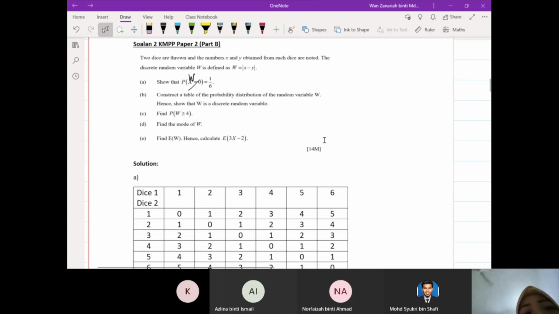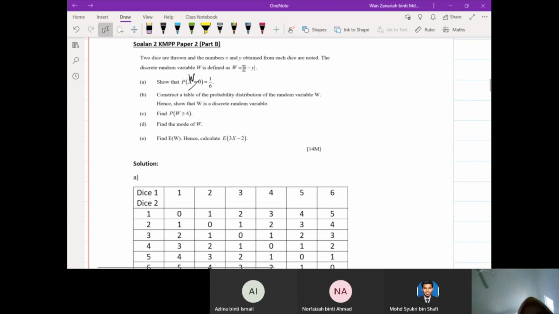Two dice are thrown and the numbers X and Y obtained from each dice are noted. The discrete random variable W is defined as W equals the absolute value of X minus Y. This function means the difference between the dice, meaning that if the dice is 1 and you toss another die and get 2, then 1 minus 2 is negative 1. The reason they have absolute values here is that whether you get negative 1 or 1, you just write it as 1.